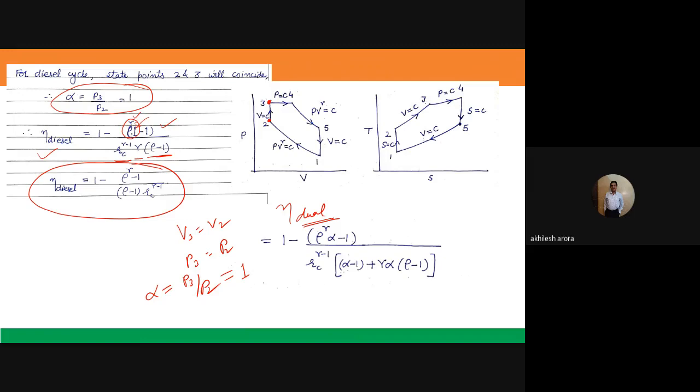I hope you have understood it, and this is what I wanted to teach you in today's lecture. So please revise all the 3 cycles, do their derivations, and see their TS diagrams properly. Thank you.